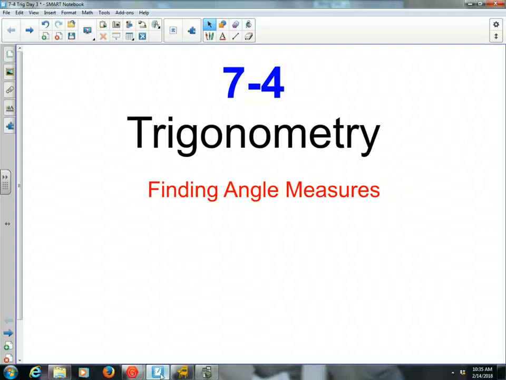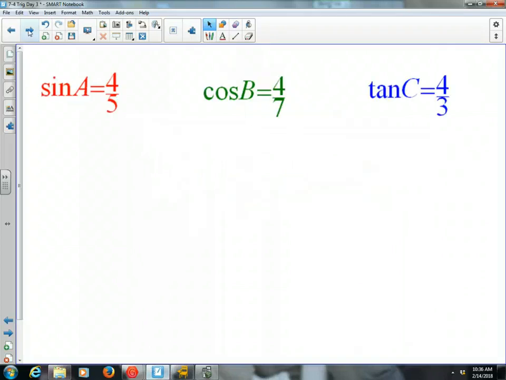Hi class, our video lesson yesterday was using trigonometry to find side lengths. So today is a similar process. We're going to be using trigonometry, but this time we're going to use it to find angle measures instead of side lengths. So we got to talk about an important concept first, and it is if we have the sine of an angle equals 4/5, how do we find that angle?